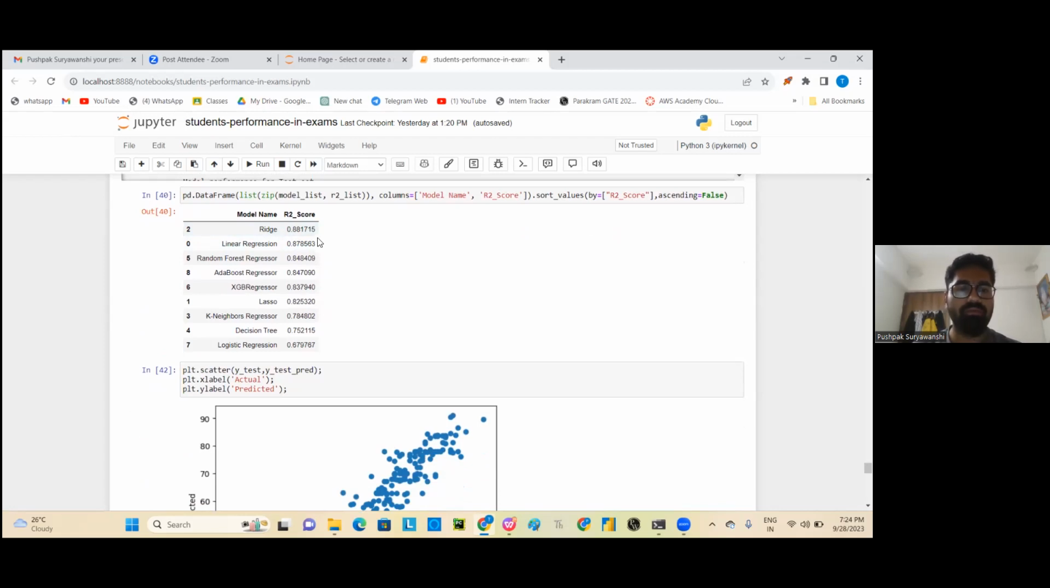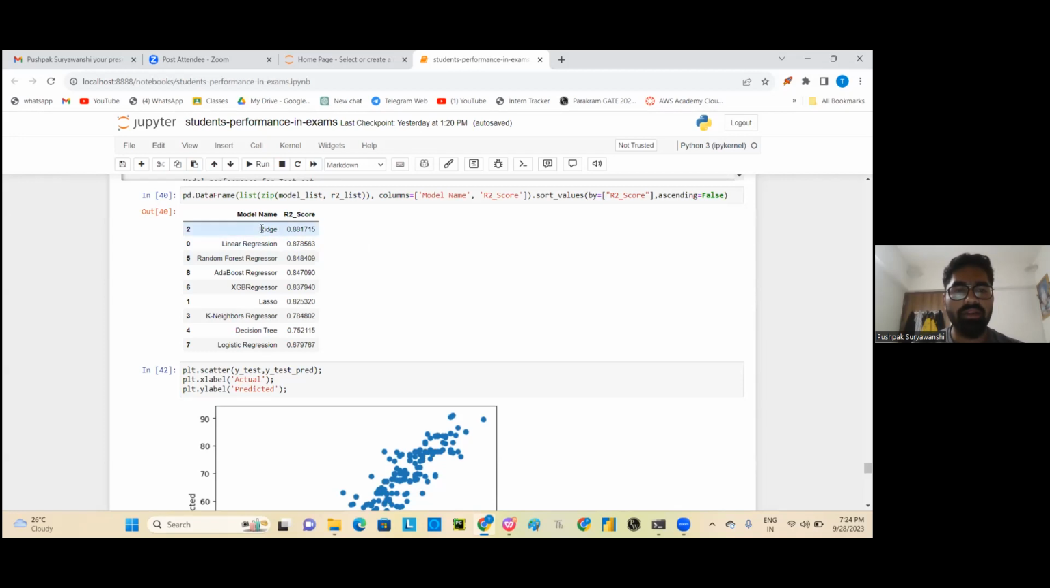For ridge regression we got an R square score of 0.88. R square score is an evaluation metric. For a model to do well, the R square score should be closer to 1. The closer it is to 1, the better the model performs, and the closer it is to 0, the worse the model performs.